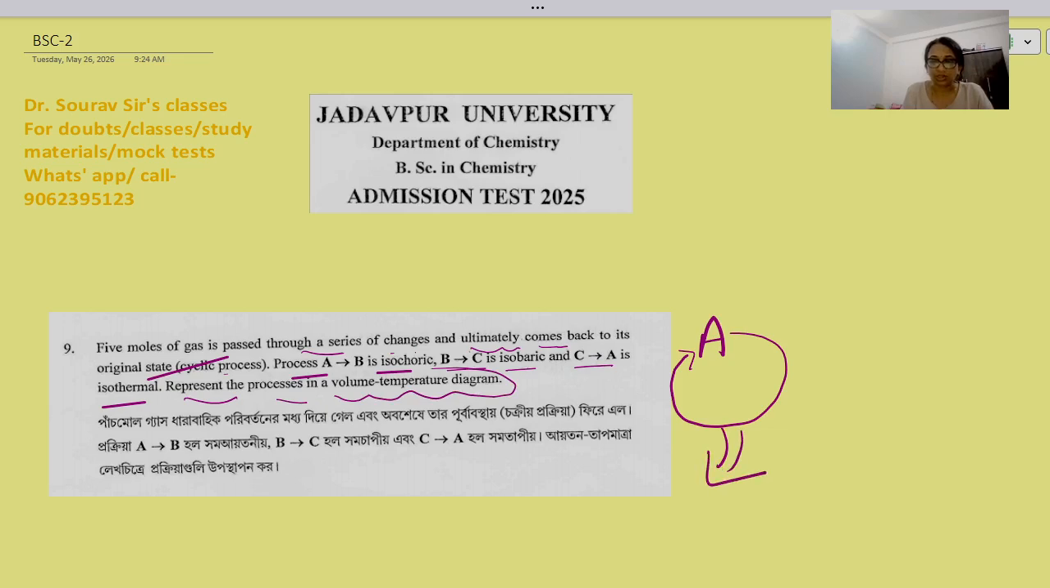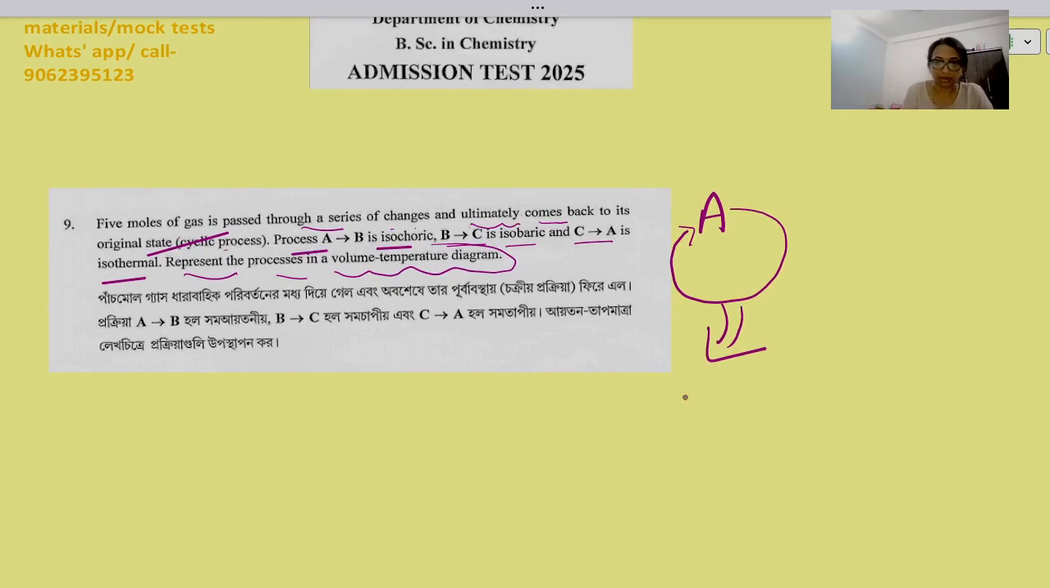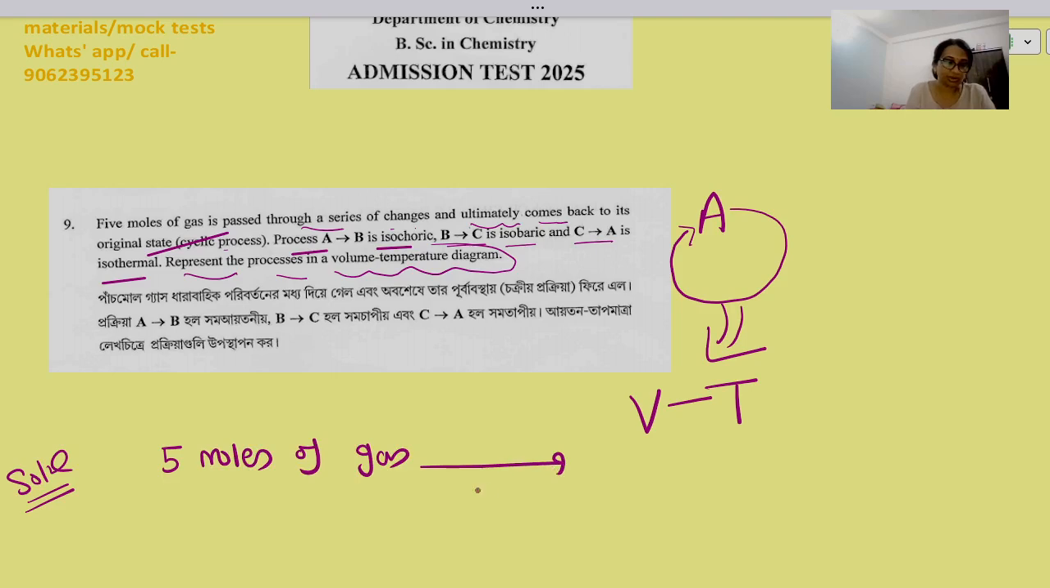And in solving this question, we have to draw a diagram or graph, that is the VT graph. So now we start the solution. According to our question, 5 moles of gas are passed through a series of changes, meaning the process changes again and again. In the condition A to B, it is isochoric.